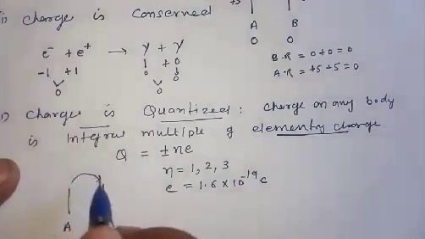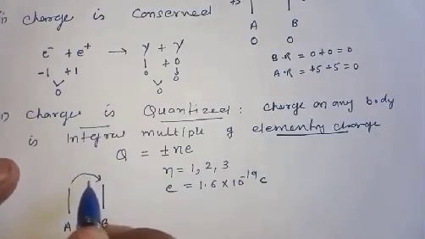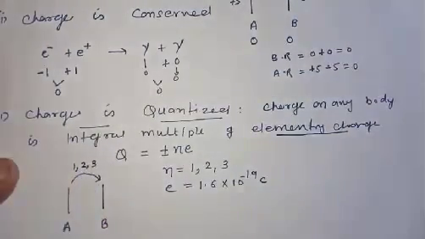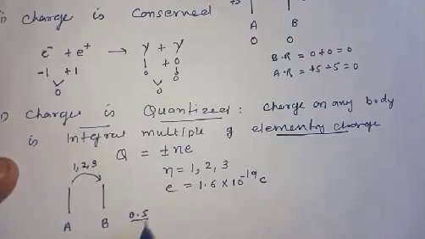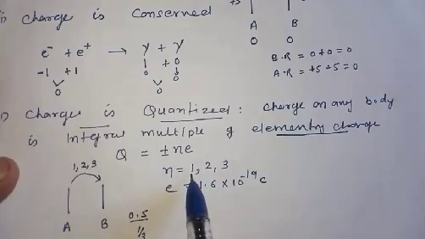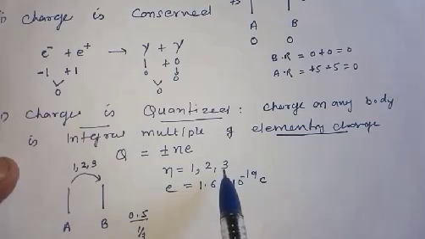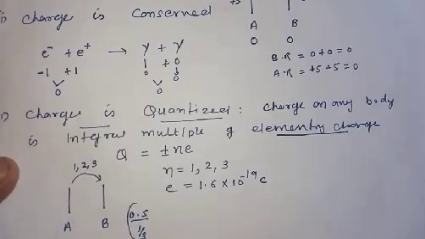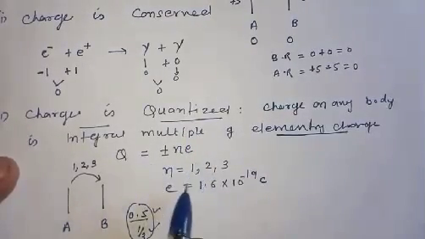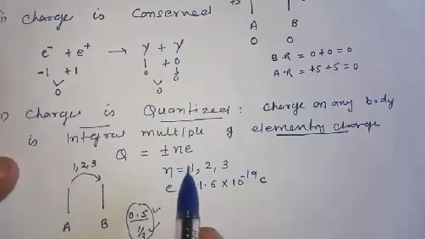Whenever electrons transfer, they always transfer as whole: electron 1 will transfer, electron 2 will transfer, electron 3 will transfer. It will never happen that 0.5 electron will transfer, or 1/3 electron will transfer. Electrons always transfer as whole, like 1, 2, 3 electrons, never in fraction or decimal form. That is why charge is quantized. Total charge on a body will be an integral multiple of the elementary charge.